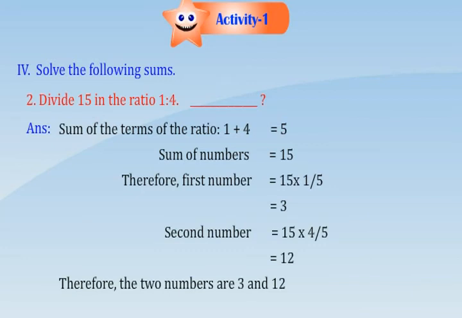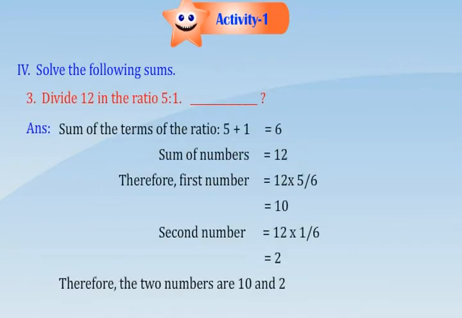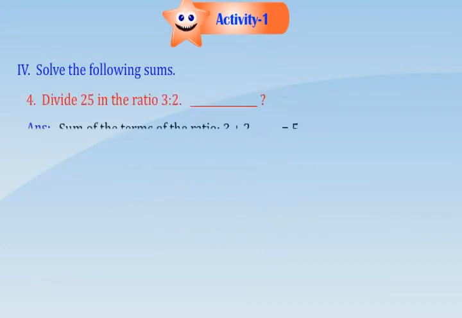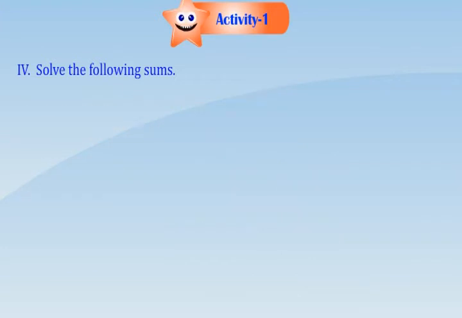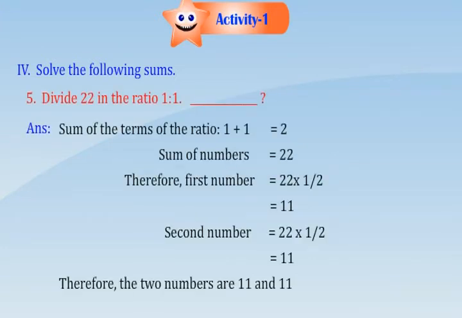Divide 15 in the ratio 1:4. Divide 12 in the ratio 5:1. Divide 25 in the ratio 3:2. Divide 22 in the ratio 1:1.